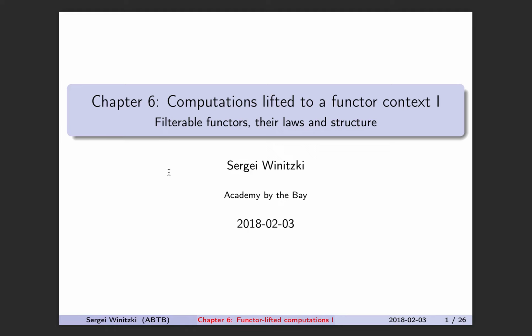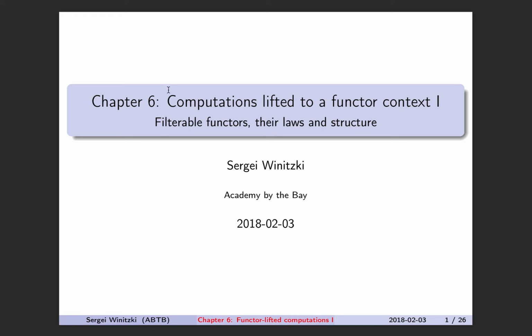This is a short summary for Chapter 6. In Chapter 6, I focus on filterable functors. These kinds of functors are not usually presented in the literature on functional programming. I consider them as a separate type class. Usually, filterables are considered as part of monad, in so-called monad filter, but I treat them completely separately.